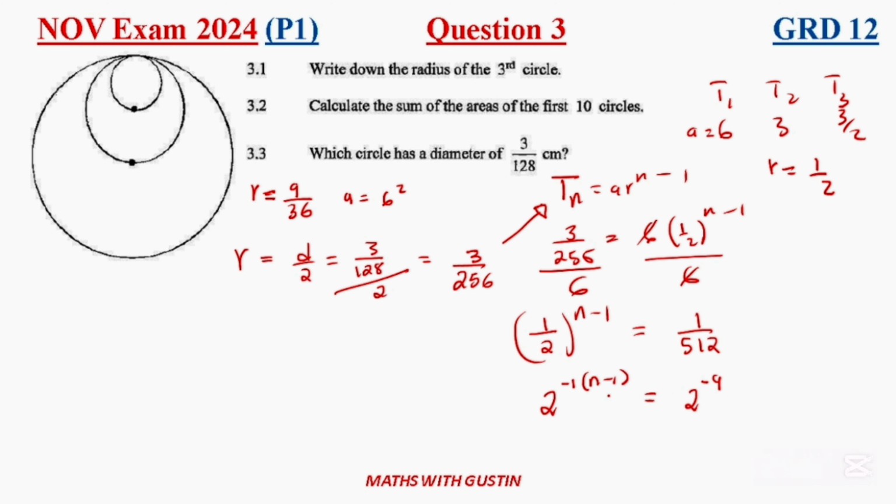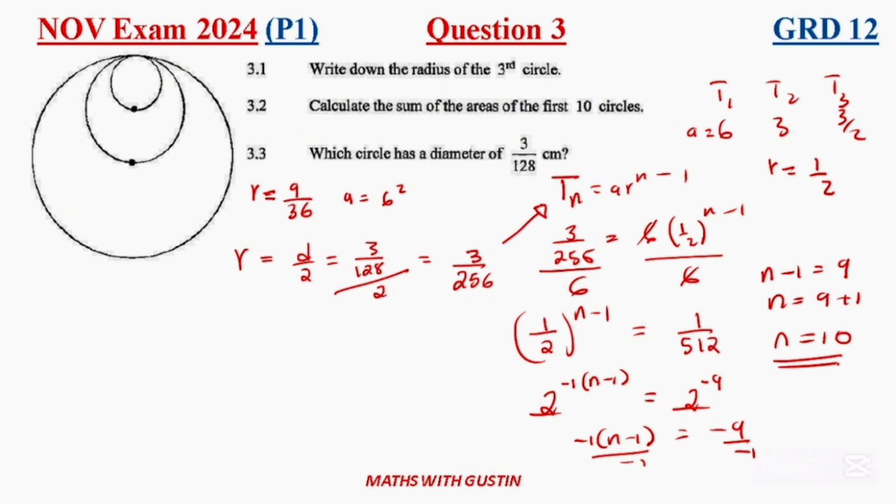Right, so here the bases are the same, therefore the exponents should also be equal. So minus (n minus 1) is equal to minus 9. Divide both sides by minus 1, you're going to be left with n minus 1 equals 9. Therefore you take 1 that side, n is equal to 9 plus 1, which gives us n equals 10. Right, and that's how you would deal with a question like this one guys.